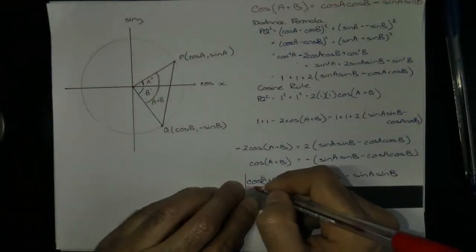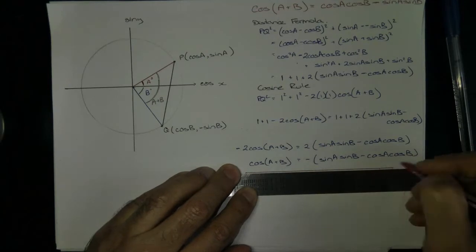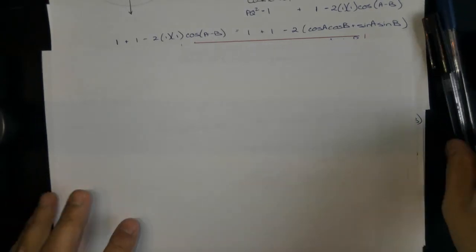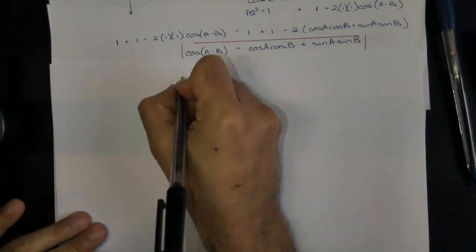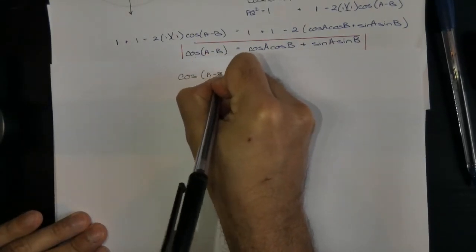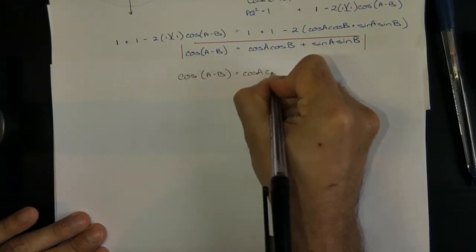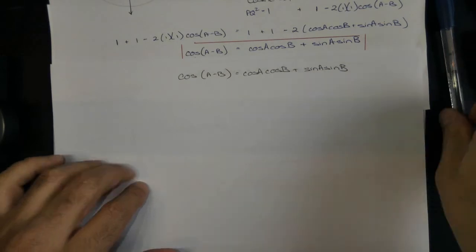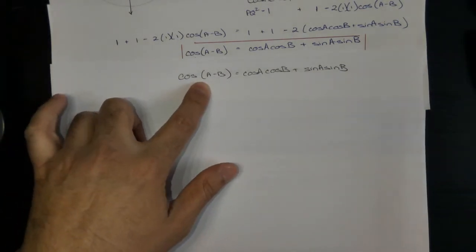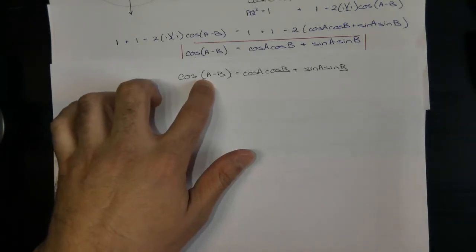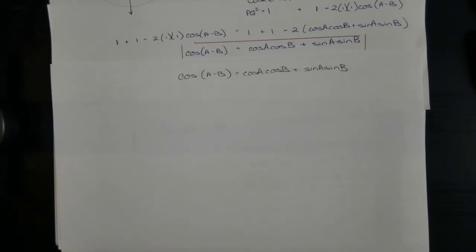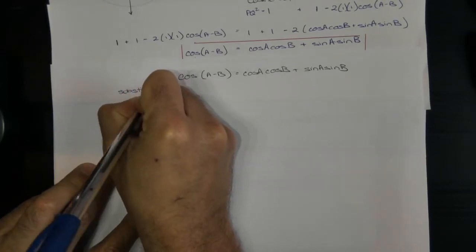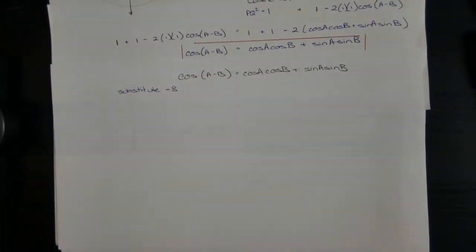Now, alternatively, what you might see in some textbooks is, if we have proven, so in your books you might see this proof as well, if we've proven that cos A minus B is cos A cos B plus sine A sine B, what we're going to do is replace B with minus B. So we're going to substitute minus B.